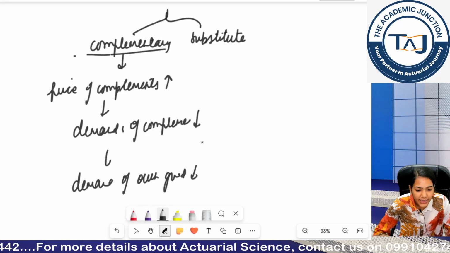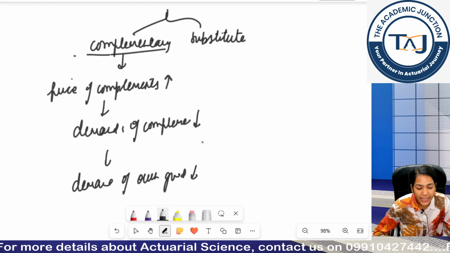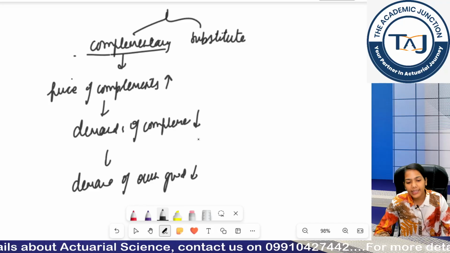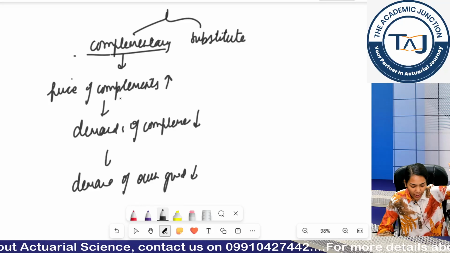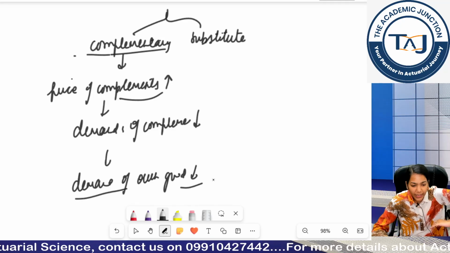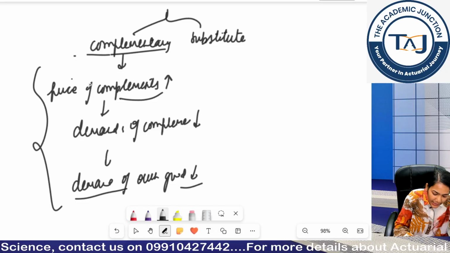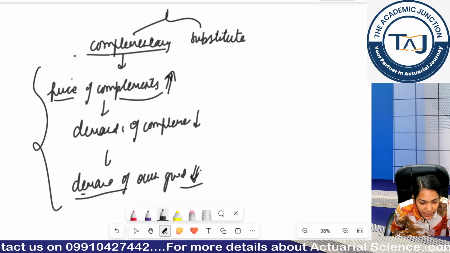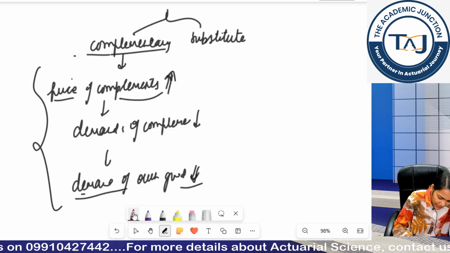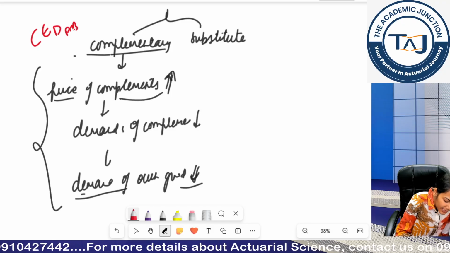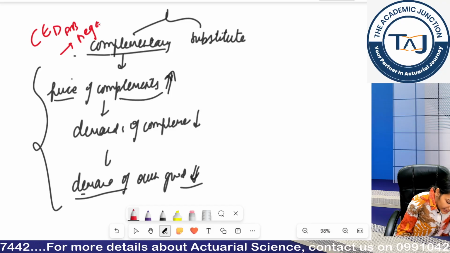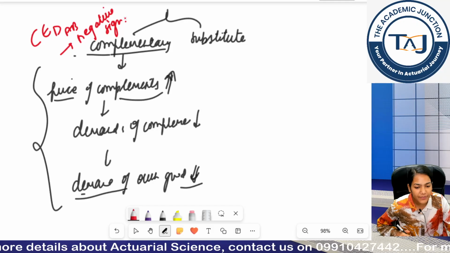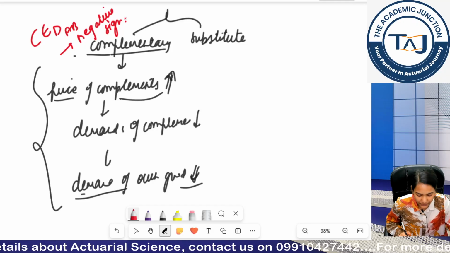For example, bicycle and tire of bicycle, right? If the price of the tire increases, it would be more costly to afford a cycle. That's why a price increase in my complement will decrease the demand of my own good. So you can see price increases, demand decreases in case of complementary goods. That's why for complementary goods, my CED of AB will have a negative sign because of the inverse relationship between price and demand.